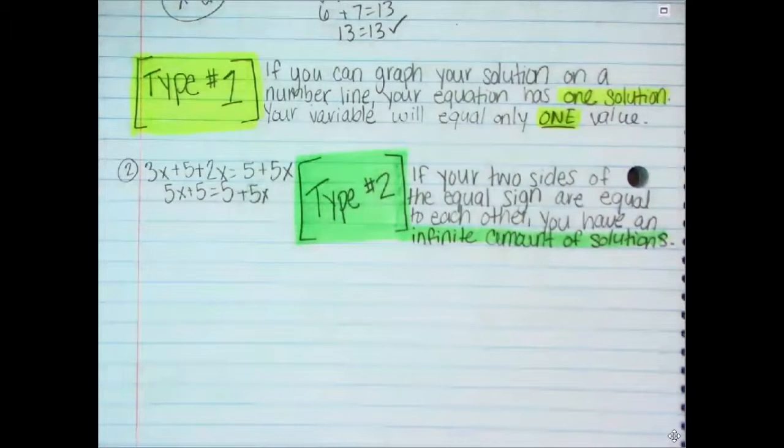Okay, so the second type, if your 2 sides of the equal sign are equal to each other, you have an infinite amount of solutions. Any number you plug into that, or you substitute in for x, will work. If you put 6 in, it'll work. If you put 7 in, it'll work. If you put negative 2,000 in, it will work. Okay? A value will always be equal to itself if you have an infinite amount of solutions. It does not matter what value you plug in for x. Doesn't matter.